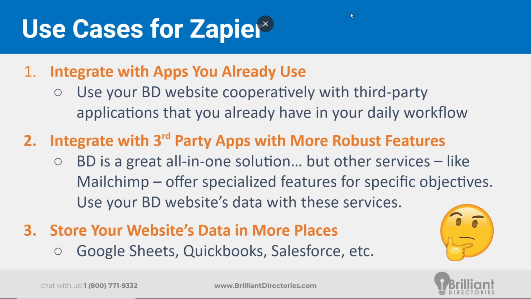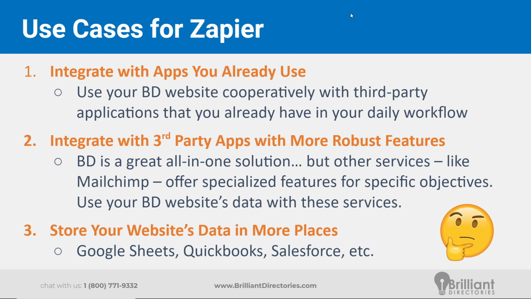And some use cases for using Zapier with your Brilliant Directories website. The first one would simply be to integrate your Brilliant Directories website with third-party apps and services that you're already using. For example, Mailchimp. You can cooperatively use your Brilliant Directories website with these third-party apps that you already have integrated with your daily workflow.